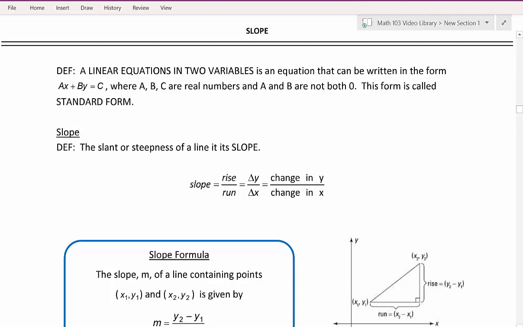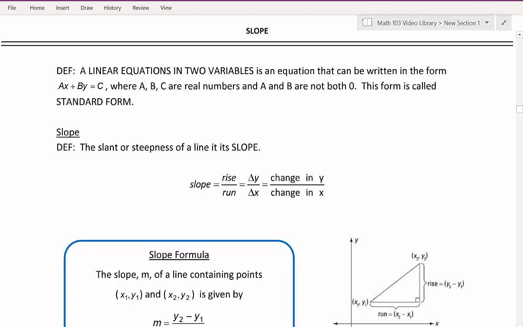Basically, the word linear means that you have an exponent of 1 on your variable. So a linear equation in two variables is an equation that has two different variables, each of those variables having an exponent of 1 on them. The slant or steepness of a line is called the slope of the line. Now, slope can be interpreted a couple different ways.